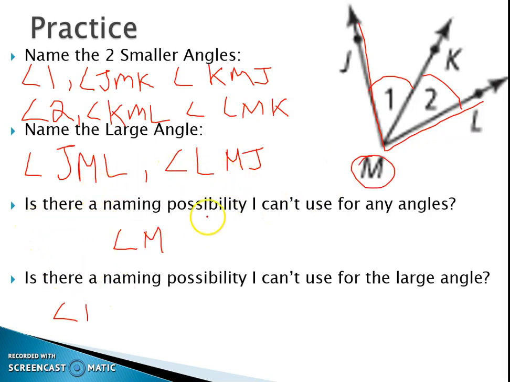Is there a naming possibility I cannot use for any angle? You cannot just say angle M. You have to be more specific. And is there a naming possibility I cannot use for the large angle? You cannot just use any number. Angle any number is not going to work because you have to say whether it's 1 or 2.